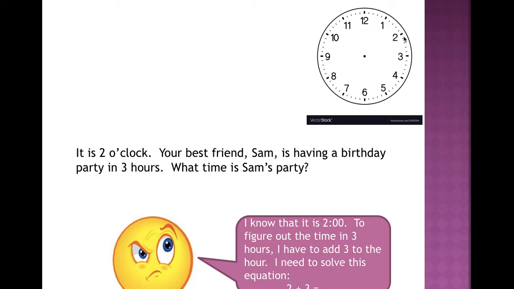We can jump 3 spots here. 1 hour, 2 hours, 3 hours. So I pretty much just jumped 3 spots from 2. I ended up landing here at 5. So I know that Sam's party will start at 5.